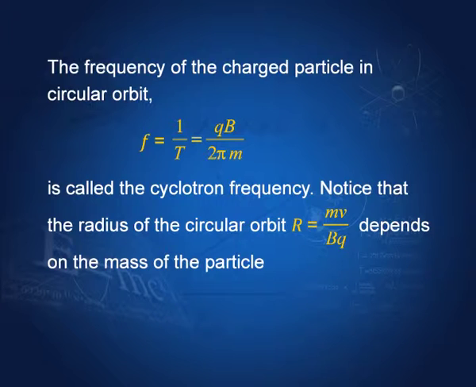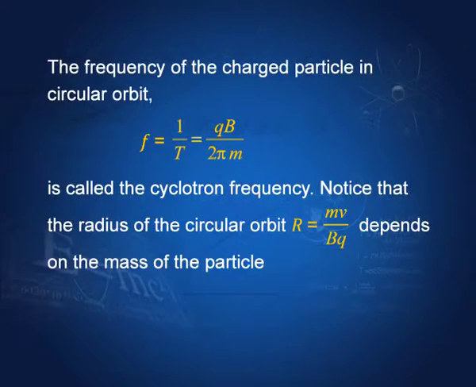So, notice that the radius of the circular orbit r is m v by B q. It depends on the mass of the particle. So, if I know v, B and q, I can get the mass of the particle. So, by keeping v constant, q constant and varying B, I can separate particles of different masses.